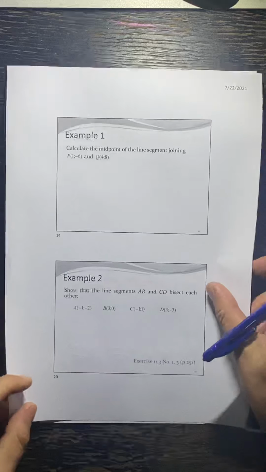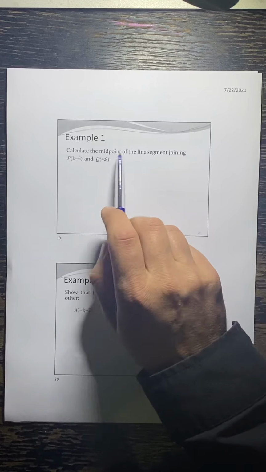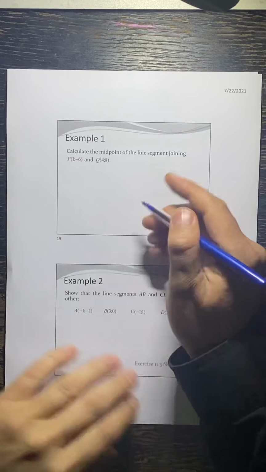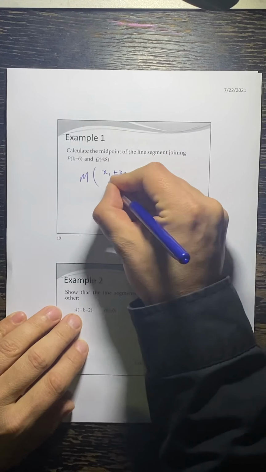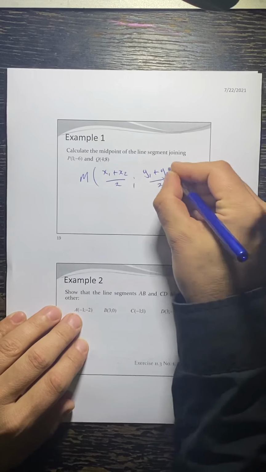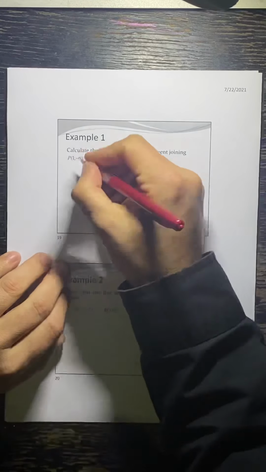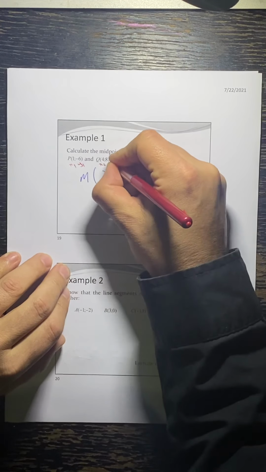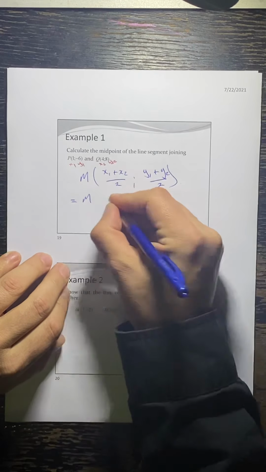Okay, so going on to example 1, it says here, calculate the midpoint of the line segment joining P(1, minus 6) and Q(4, 8). So M equals x1 plus x2 over 2, y1 plus y2 over 2. That is the formula, and it is a capital M. Now, this is our first point, so this would be x1, y1. This is our second point, so that's x2, y2. All I have to do is just substitute those values into this formula.